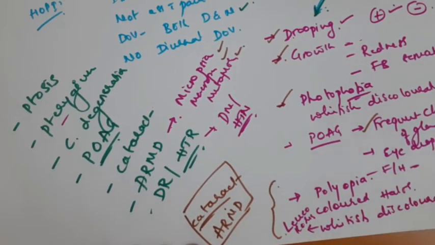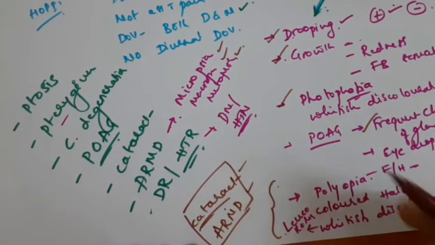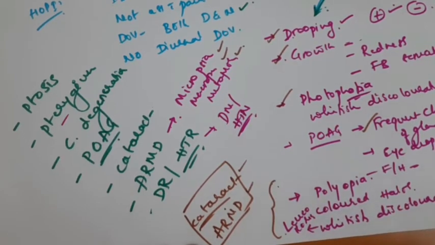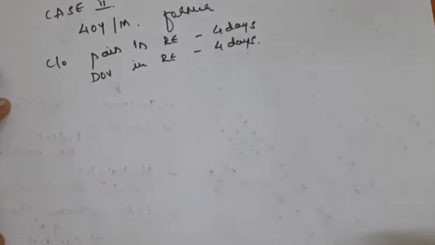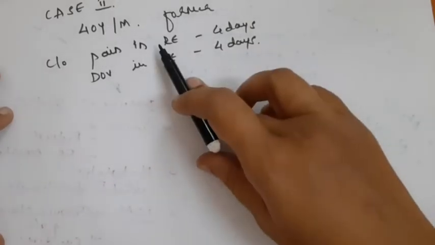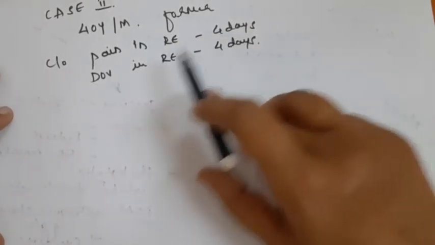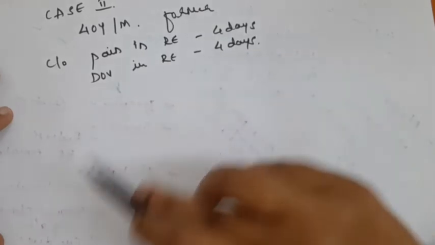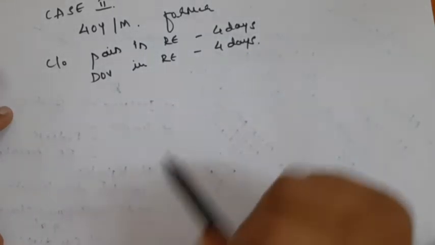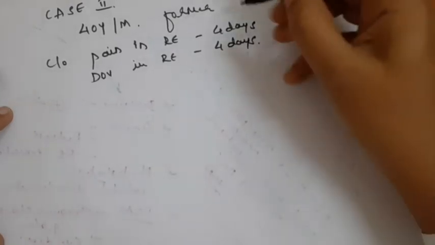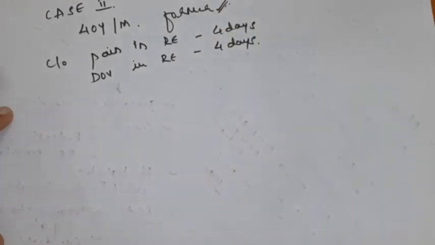Further, when you go for examination, carefully look at these structures, examine and confirm the diagnosis. Coming to the second scenario, suppose a 40-year-old male who is a farmer by occupation complains of pain in right eye since 4 days and diminution of vision in right eye since 4 days. So what all you can think of? A 40-year-old patient who is a farmer by occupation. This is a significant history here.